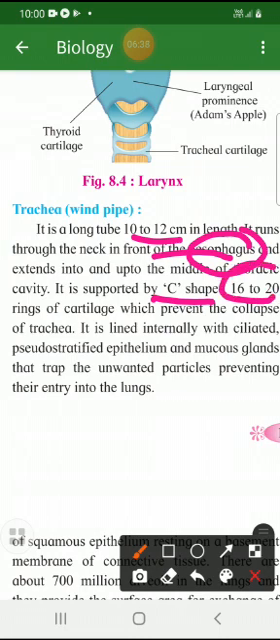Why is it there? So that we can prevent collapse of the trachea. Trachea walls should not stick to each other. एक दूसरे के साथ वो चिपकनी नहीं चाहिए. That's why we have the rings of cartilage.